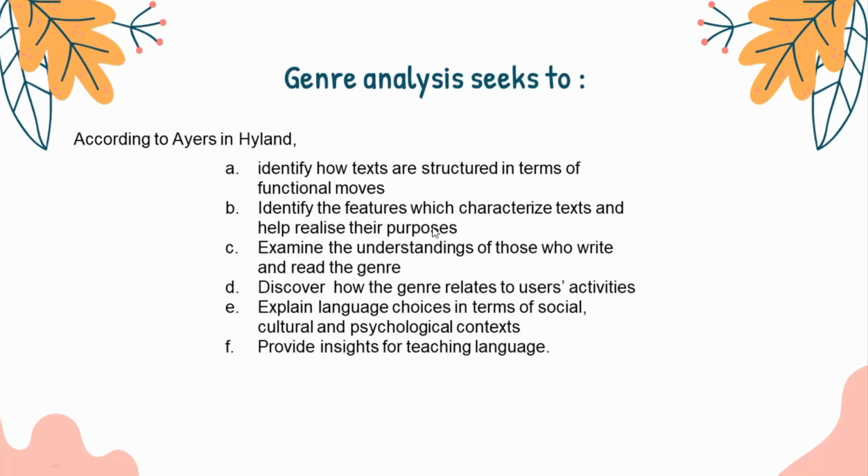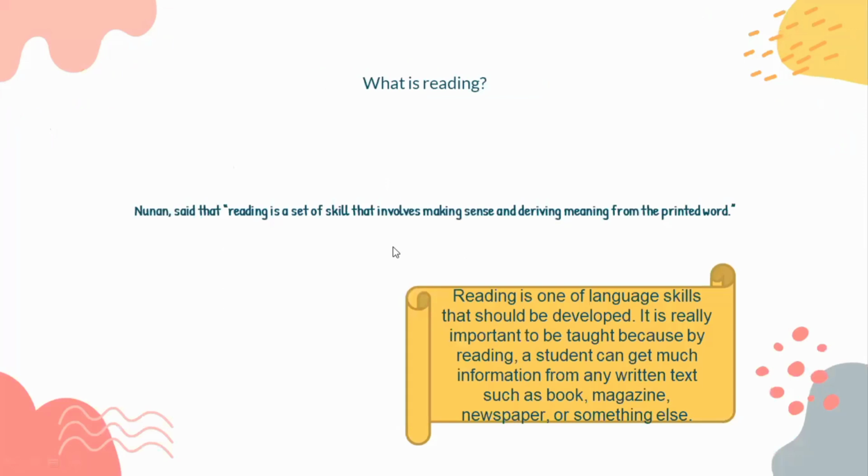That's about genre analysis. Now we move to reading. What is reading? Noonan said that reading is a set of skills that improves making sense and deriving meaning from the foreign word. Reading is one of the language skills that should be developed. It is really important to be taught because by reading, a student can get much information from any written text such as book, magazine, newspaper, or something else.